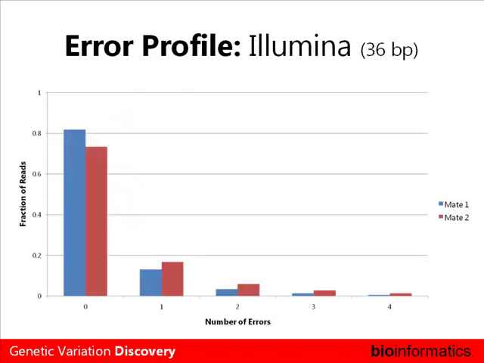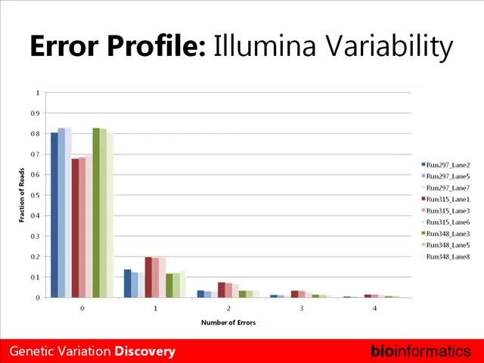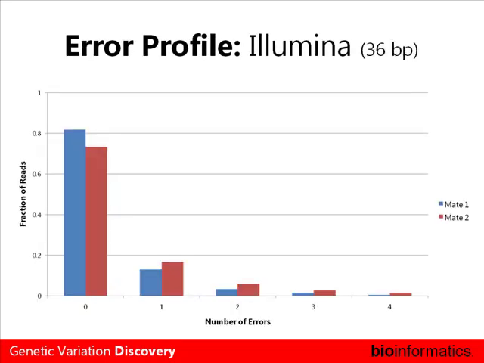If we look at the error profile of 36 base pair Illumina reads, we see the majority of them have zero errors. So about 80% of the reads will have zero errors, and then it goes down subsequently. But these are matched to the genome, right? Yeah. So you've already got the reads that didn't match. Well, exactly. That's why there was that really sad kid in that previous poster.